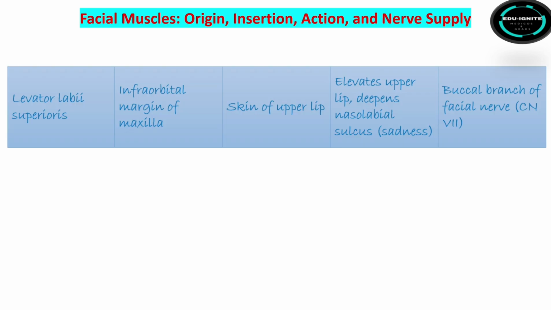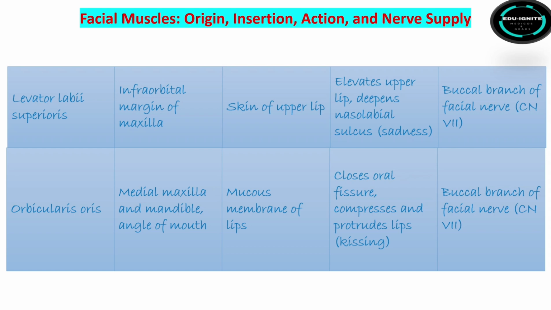Levator labii superioris muscle originates from infraorbital margin of maxilla and inserts into skin of upper lip. It elevates upper lip, deepens nasolabial sulcus and is supplied by buccal branch of facial nerve. Orbicularis oris muscle originates from medial maxilla and mandible and angle of mouth and inserts into mucous membrane of lips. It closes oral fissure, compresses and protrudes lips, and is supplied by buccal branch of facial nerve.